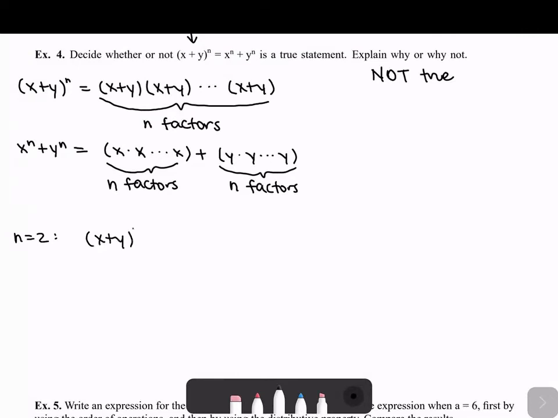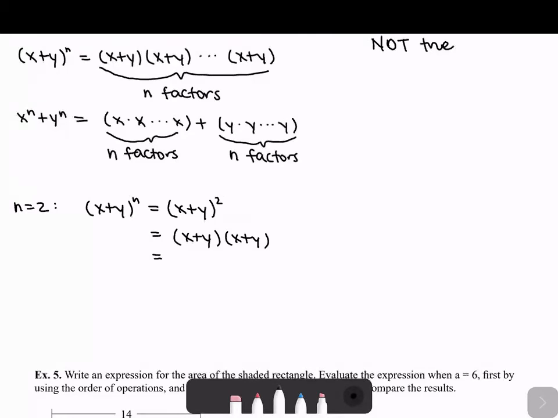At n equals 2, (x+y)^n is (x+y) squared, which is, by the definition, (x+y) times (x+y). Right at this point, you might think to use FOILing, but I want to show you a different method. We want to do this distribution here. We distribute the x to the (x+y) and the y to the (x+y), and then we get x squared plus xy plus xy plus y squared.